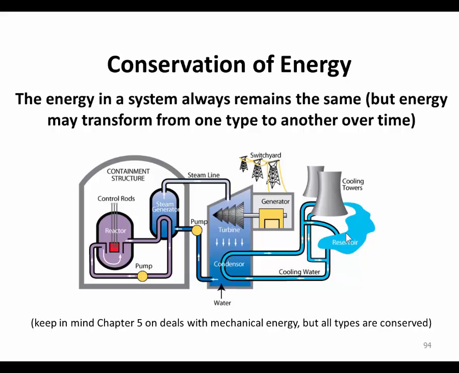Or perhaps in the biggest sense, it's the Earth, or even a larger sense, our solar system, or a larger sense, our universe. Any of those would be a system, but if we draw a box around any of those systems, the total energy inside always remains the same. But it can transform from one form to another over time.